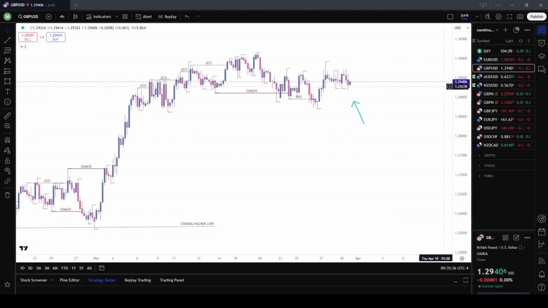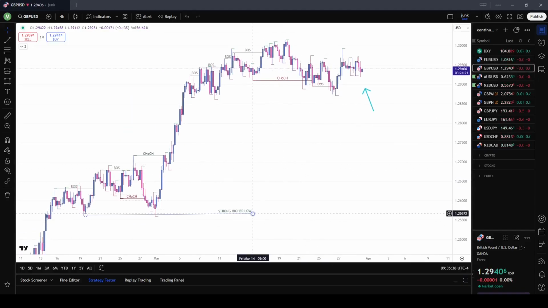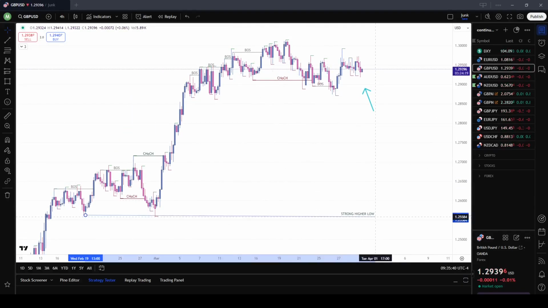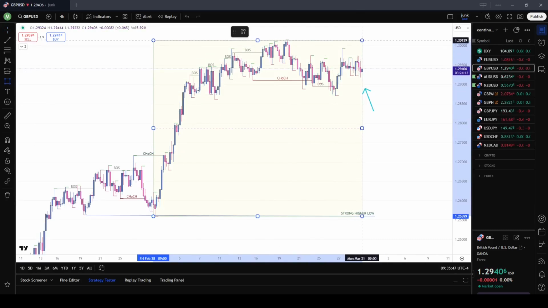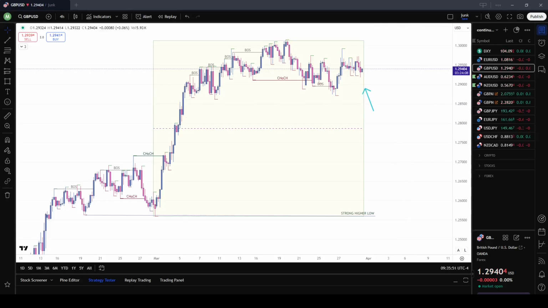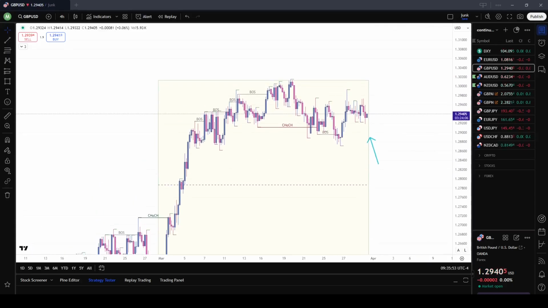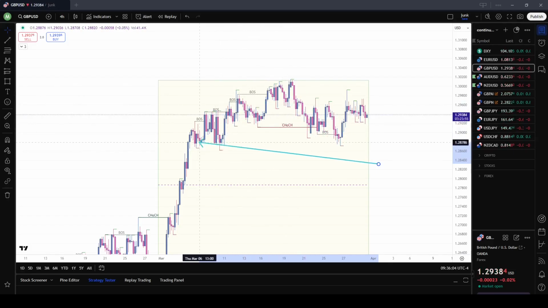GBP USD. We'll go ahead and map out the current range. Still consider this the strong higher low. Prices have continued to push sideways. Buyers are more in control of this pair than Euro USD because these lows haven't taken out the lows of the channel. So if you can see, this was the ascending corrective channel. The lows of this area haven't been taken out.